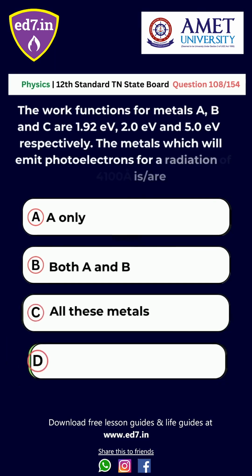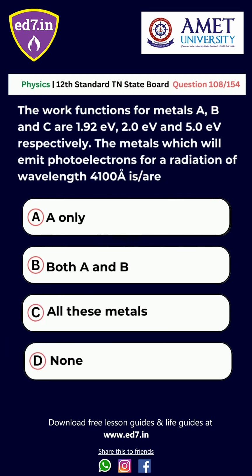Question number 108. The work functions for metals A, B and C are 1.92 eV, 2.0 eV and 5.0 eV respectively. The metals which will emit photoelectrons for radiation of wavelength 4100 angstrom is: option A only, B both A and B, C all of these, D none. And the right answer is option B, both A and B.